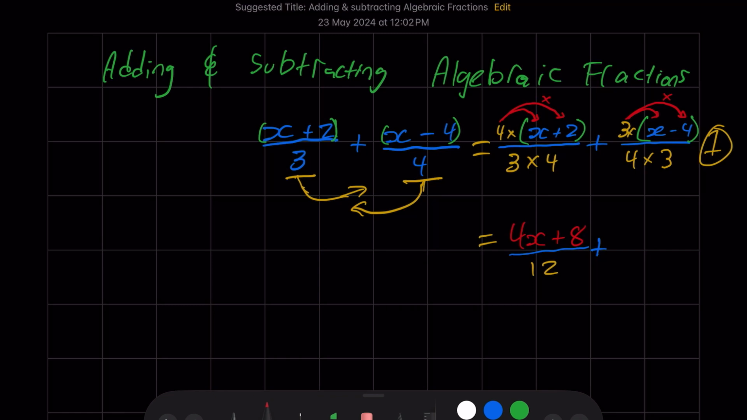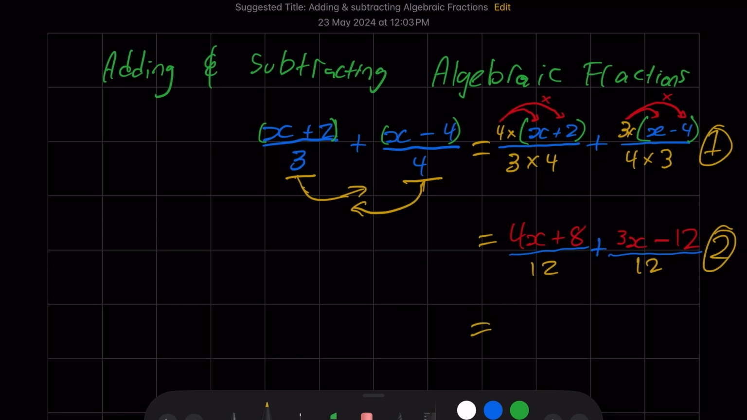And then for our next one, 3 times x is equal to 3x. And 3 times negative 4 is equal to negative 12. This is all over 4 times 3, which is positive 12. Please take note that we did 3 times negative 4 to get negative 12. That is step 2 complete.